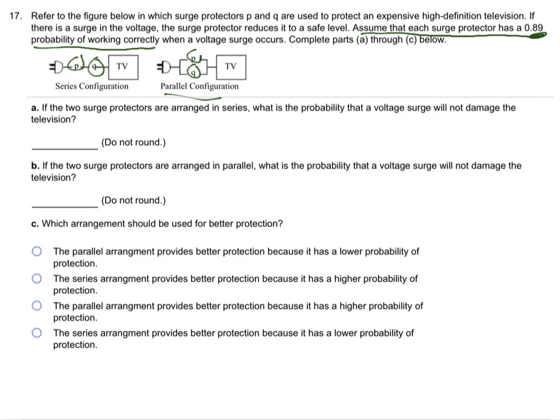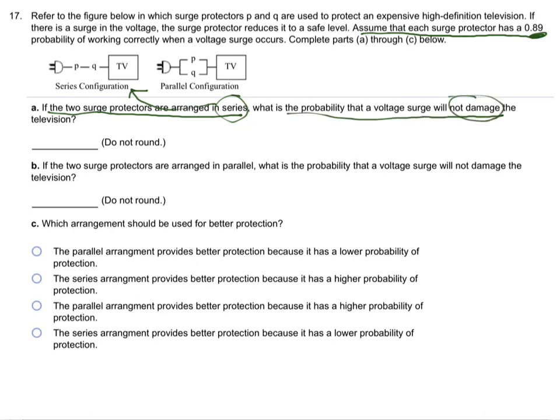Those are two different ways of setting up the surge protectors that would protect from the plug and the electricity shooting through and hitting your TV and wrecking your TV, or the plug and the electricity shooting through one of these two ways and hitting your TV and wrecking your TV. So how should you set up two surge protectors that would be the most helpful? So let's do part A here. If two surge protectors are arranged in series, that's this way, what's the probability that a voltage surge will not damage the television? What's the probability that they'll do their job and protect?